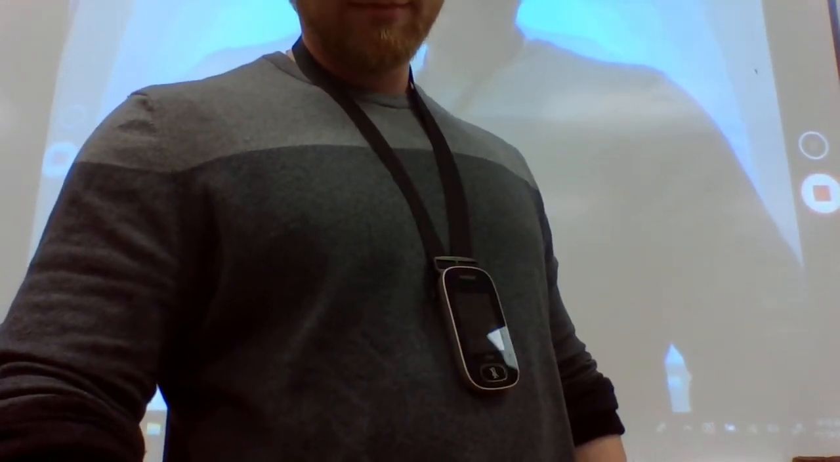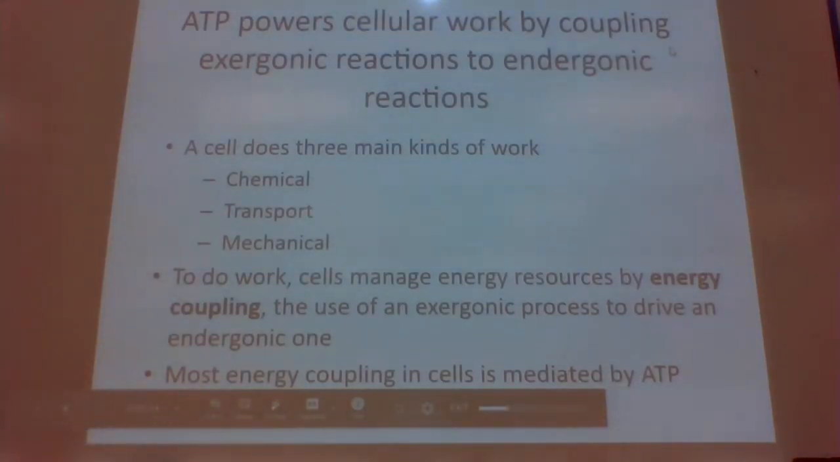Welcome to AP Biology, and today we are focusing on ATP. Simple, I know. All right, let's go. So today we really have one goal. We're going to be looking at ATP, this molecule that we've talked a lot about, but today we're going to see how ATP drives all work.